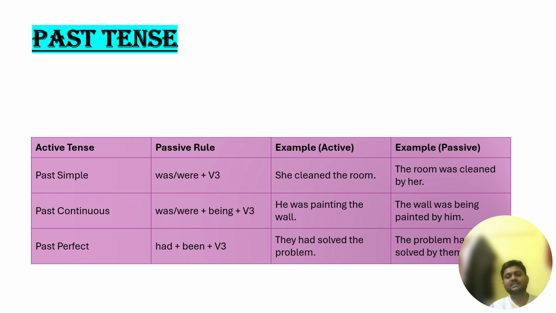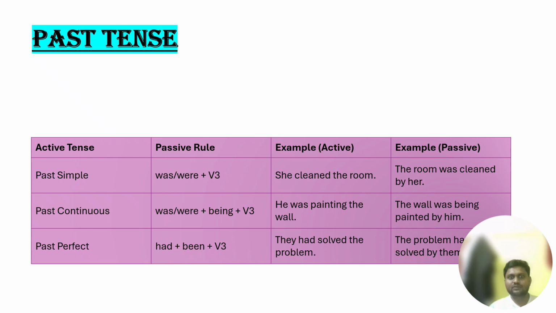Now we go into the world of past. And talking about past tense, we have first simple past. For converting an active sentence of simple past into passive form, we have to use was or were plus the verb's third form. For example, she cleaned the room is in simple past. To convert it into passive voice, we have to use was plus past participle. So its answer would be the room was cleaned by her.